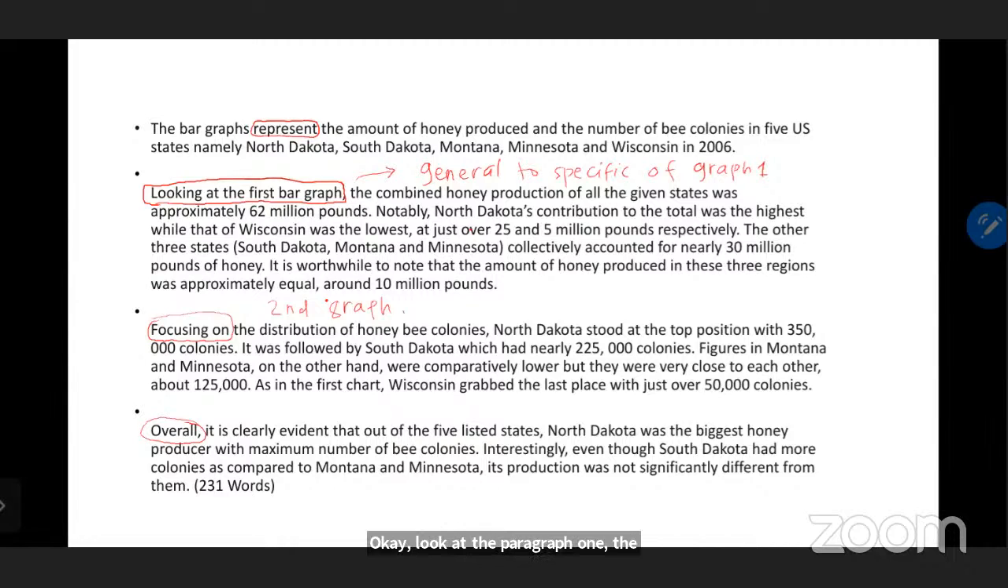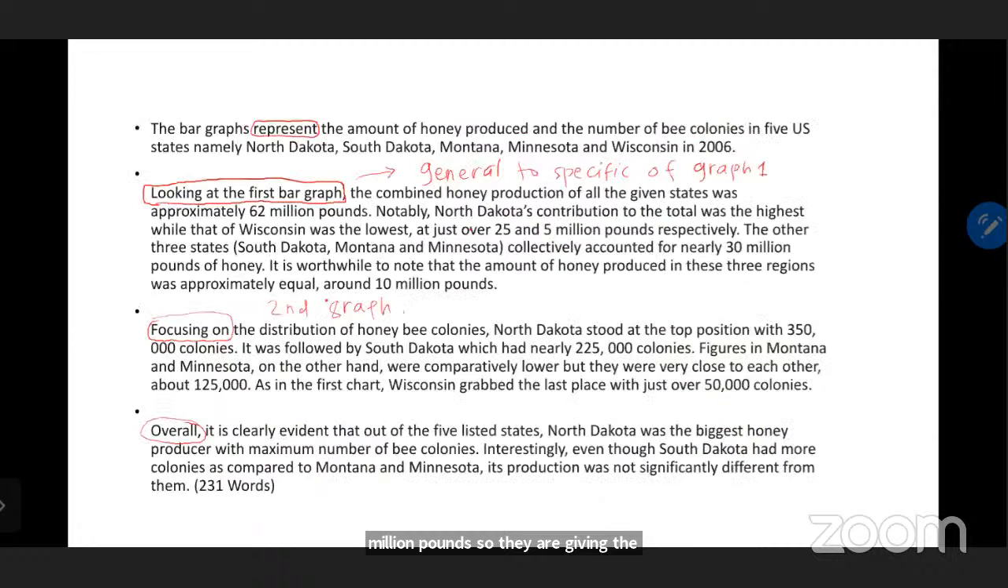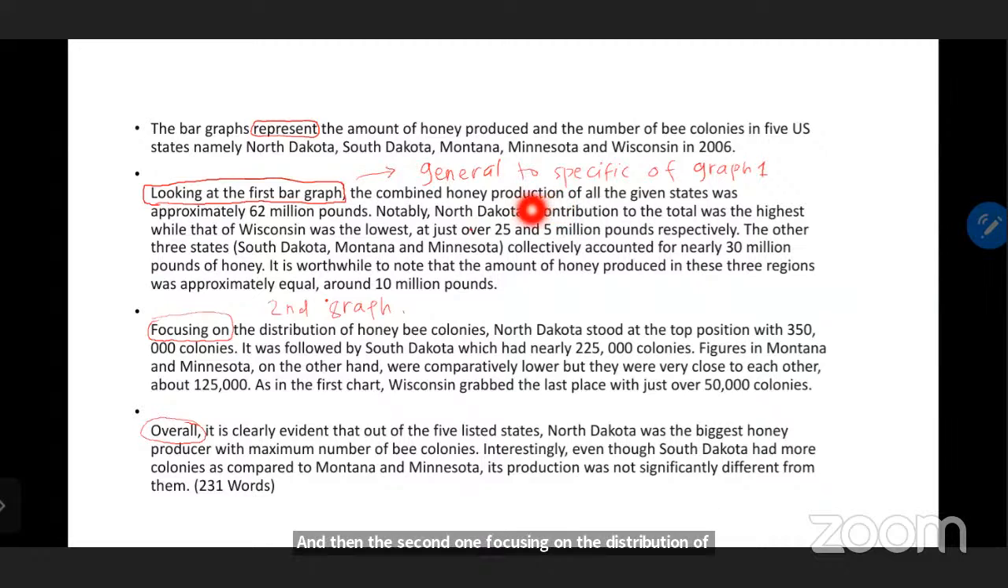Okay, look at paragraph 1, the general. Look at the first bar graph. The combined honey production of all given states was approximately 62 million pounds. So they are giving the entire data. Okay, from general to specific. And then the second one, focusing on the distribution of honeybee colonies. So first, they're talking about honey production. And then the second, they talk about the distribution of honeybee colonies. And for the last one, they say overall, it is clearly evident that out of the 5 states, North Dakota was the biggest honey producer, etc.